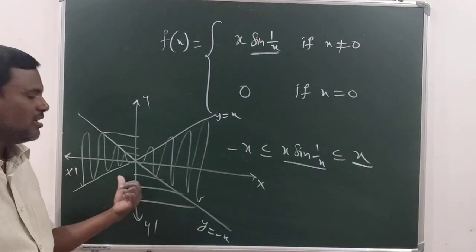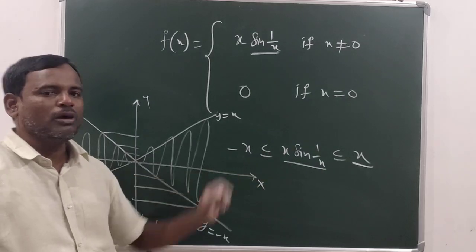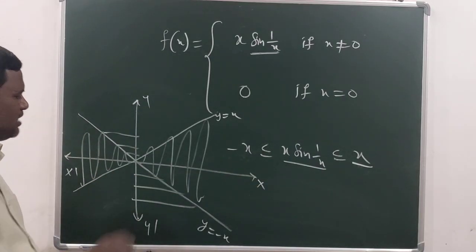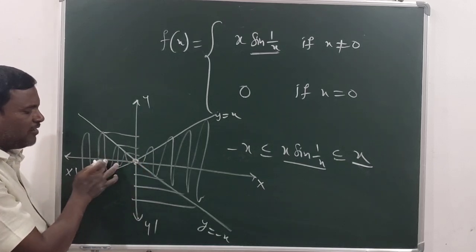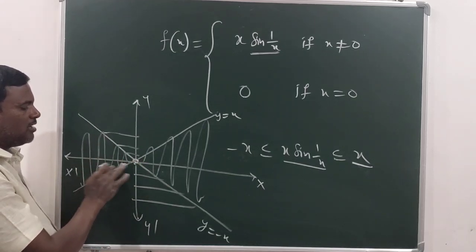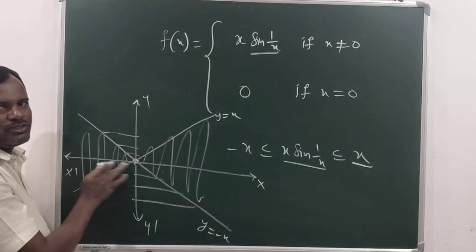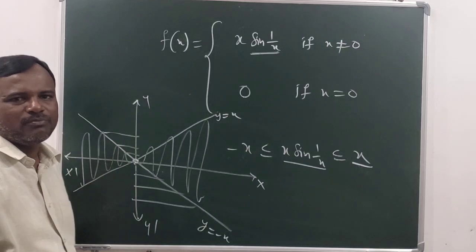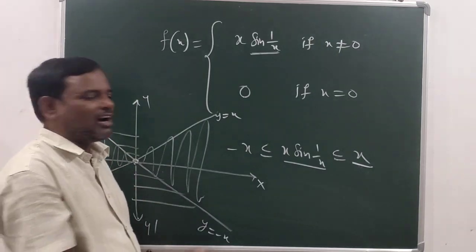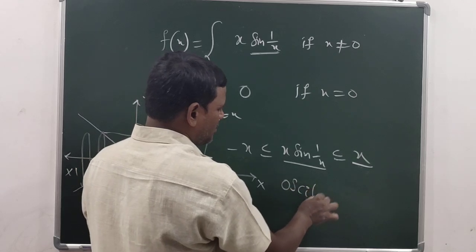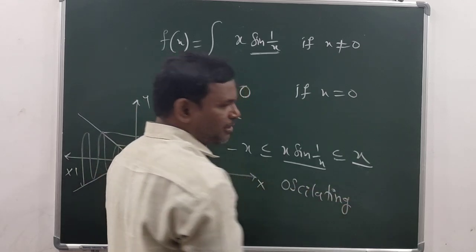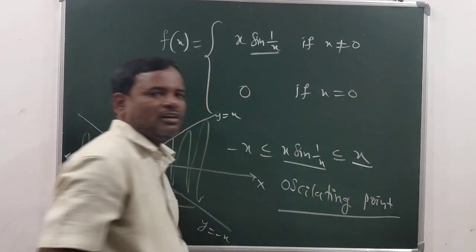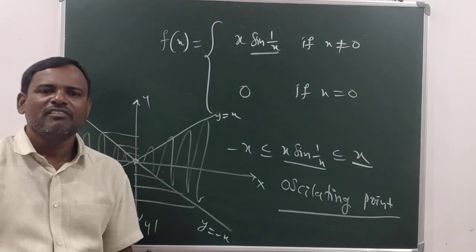Okay, students, what do you want to comment on the differentiability of this function? It is not differentiable at x equal to 0. On the left side of 0 and the right side of 0, the function is reaching different values. Hence, what do you have to comment? That function is not differentiable. This point is also called an oscillating point, or oscillation point. At an oscillating point, that function will not be differentiable.